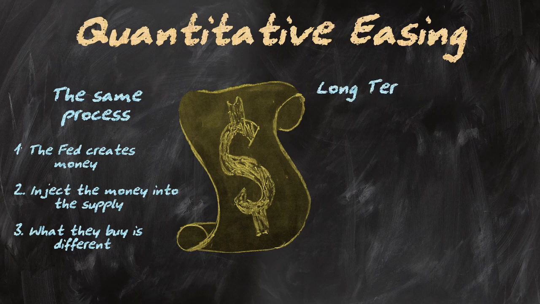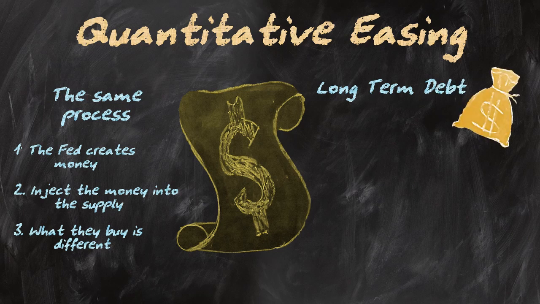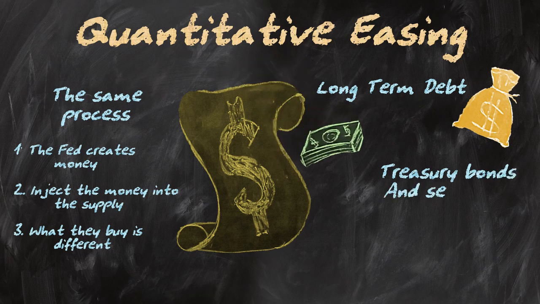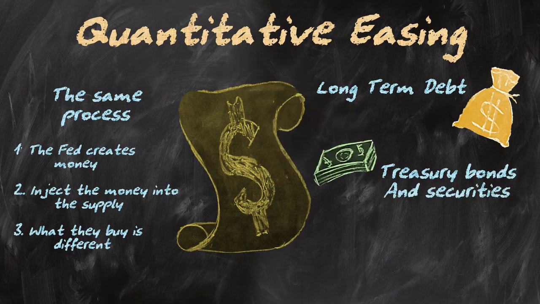They could be buying long-term debt, or they could be buying the same thing, the treasury bonds and securities, but those are just long-term bonds and securities, maybe 10 years to maturity instead of 2 years. When you do open market operations, it's all short-term money. When you do quantitative easing, it's the same thing. It's just long-term intervention instead of in the short term.